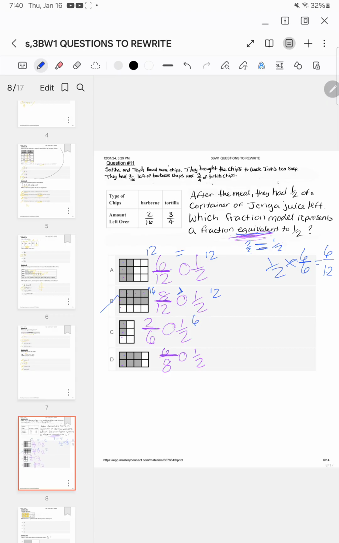6 times 1 is 6. It's going to be 2 times 2 is 4. Again, this is greater. And we're not looking for anything greater than or less than. It only can be equal. 8 times 1 is 8. 6 times 2 is 12. Again, this is greater. So the only answer that's perfectly equal is A.